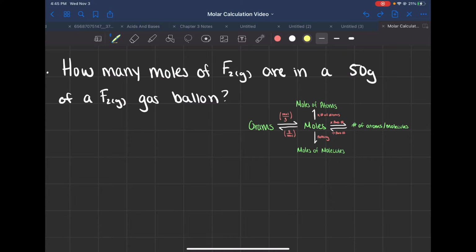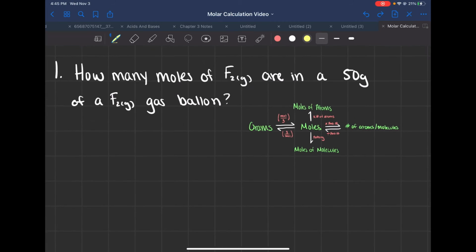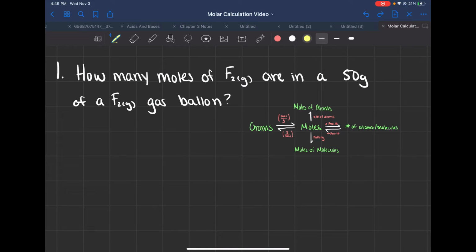How many moles of F2 gas are in a 50 gram sample of an F2 gas balloon? I have our flow chart here on the right, so let's take a look. We're starting off in grams, and we're trying to go to the number of moles. So here's our entire flow: we're going from grams to moles. We are going to have to divide by the number we calculate in our periodic table. So everyone, quickly go to your ptable.com.